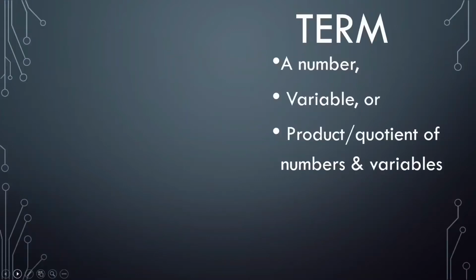What is a term? Remember, a term is a number, a variable, or the product and quotient of numbers and variables. For example, 5, that's a number, but it's also a term. B, that's a variable, it's a term. 2x squared, right there, that's a product of numbers and variables. And then you could have m divided by 7, that's your quotient.